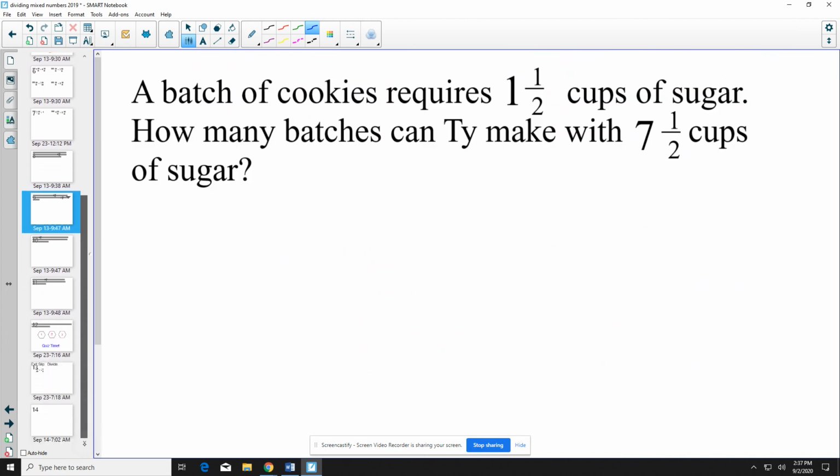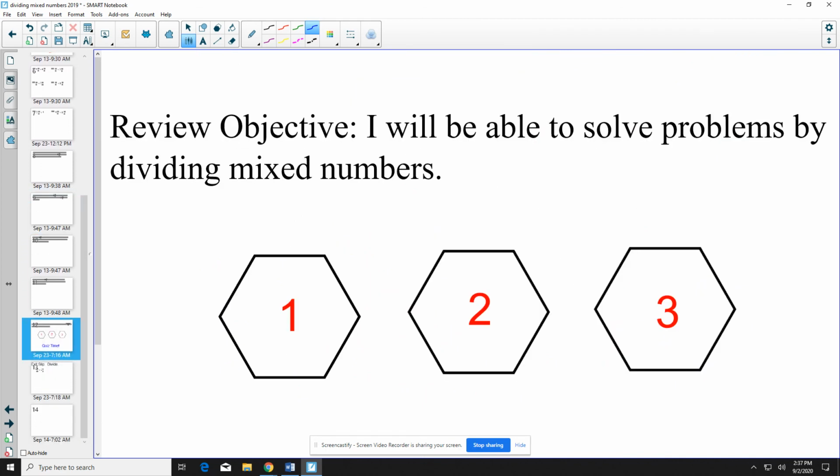Okay, so today we were working on solving problems by dividing mixed numbers. Give me three fingers if you're really good at this, 2 if you're sort of good, and 1 if you have some problems. Okay, if you are a 1, I would suggest going back and watching the video again and trying a few more problems. 2s and 3s, you're doing a pretty good job. We're going to practice this again tomorrow. Today, I need you to complete the exit slip, and then tomorrow we will take our quiz.